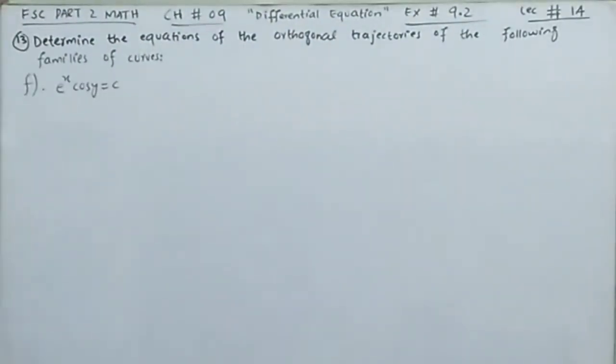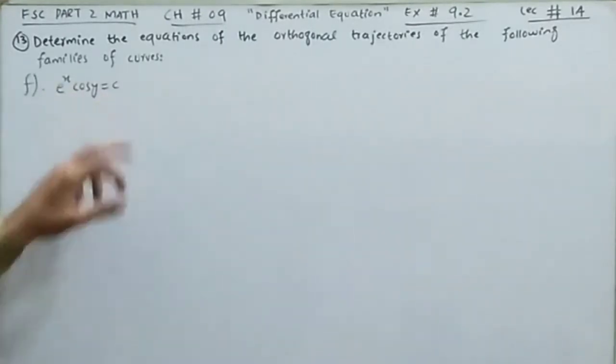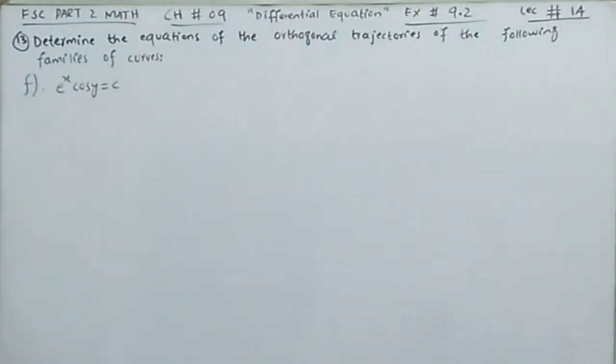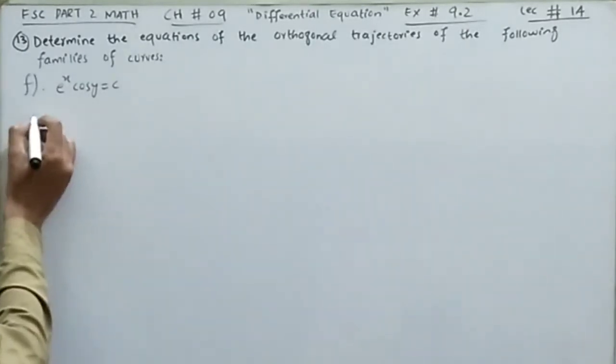Now let's understand our part number f. e power x into cos of y is equal to c. Find the equation of the orthogonal trajectory. So move to the solution.